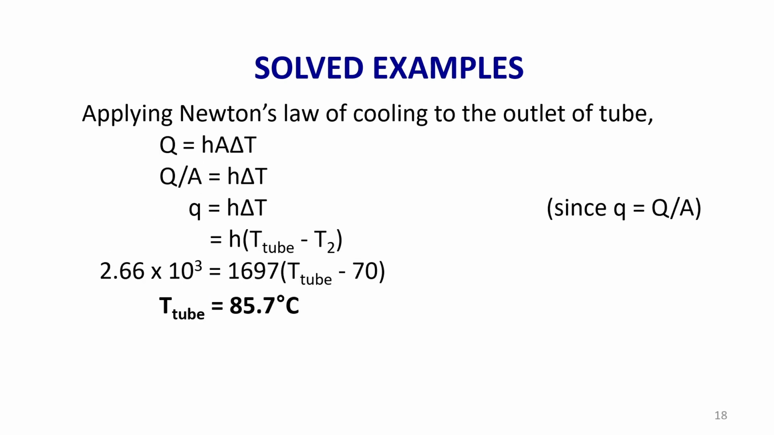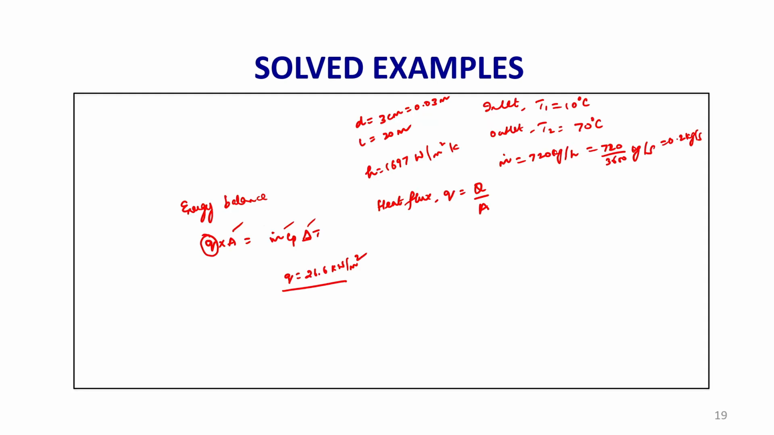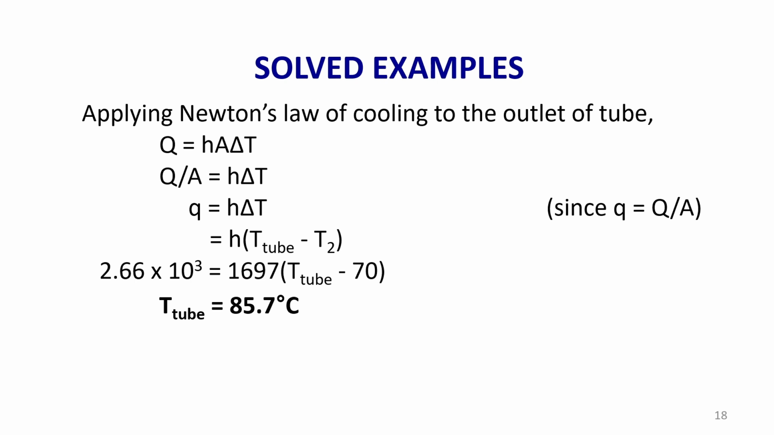Okay. And now apply Newton's law of cooling. Q equal to H into A into delta T. If you bring this A to the left side, it becomes Q by A, which is equal to H into delta T. This Q by A is nothing but small q, equal to H into delta T. We know the value of Q, and H is also given.